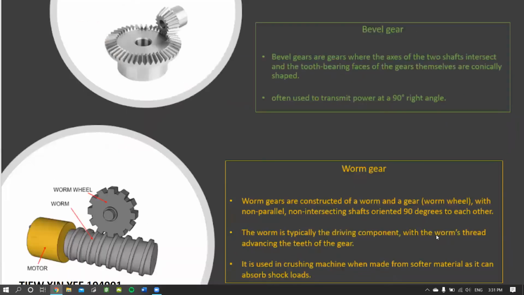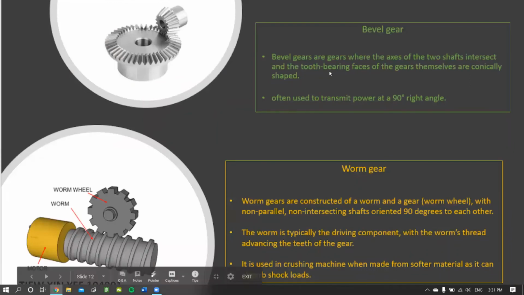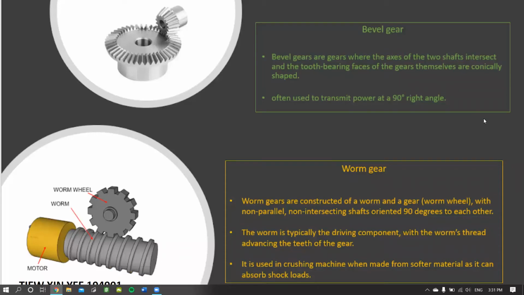The third type of gear is bevel gear. Bevel gears are gears where the axes of two shafts intersect and the two bearing faces of the gears themselves are conically shaped. They are often used to transmit power at 90 degree right angle, as you can see from the pictures. It is 90 degrees.